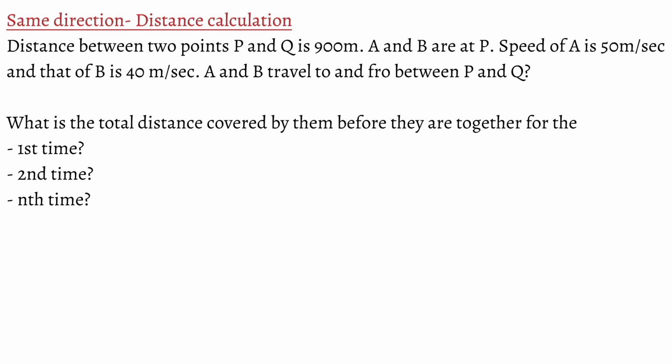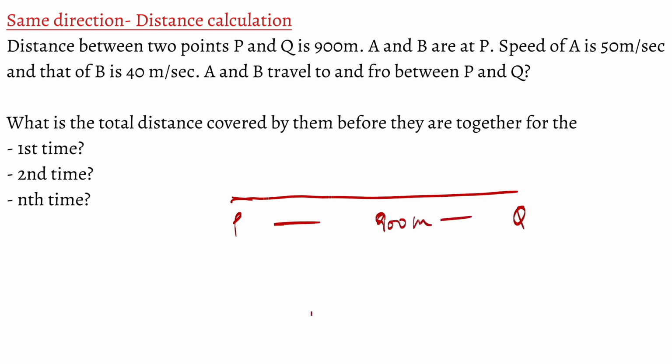Now the second case, that is same direction and the distance calculation. So the distance between the 2 points P and Q, this is P, this is Q, and the length is 900 meters. Now A and B start from P, because this is same direction, right? Now A and B start from P.